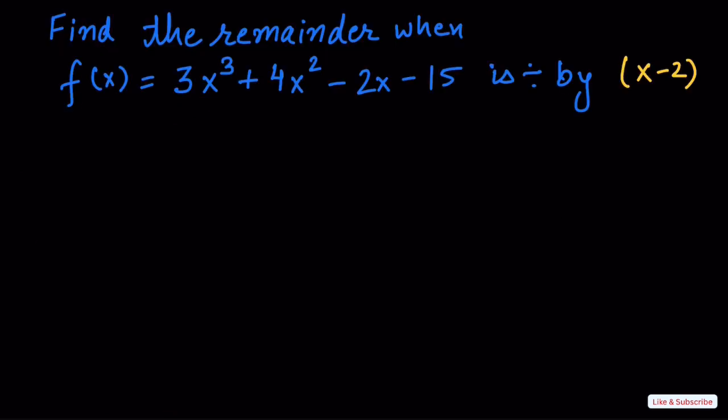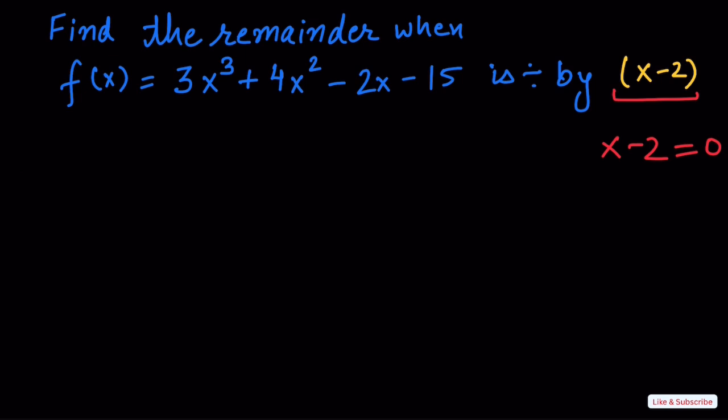So find the remainder when the function f of x, 3x cubed plus 4x squared minus 2x minus 15, is divided by x minus 2. According to the remainder theorem, the first thing I'm going to do is take this divisor x minus 2 and put it equal to 0, meaning I'm finding the zero of the divisor.